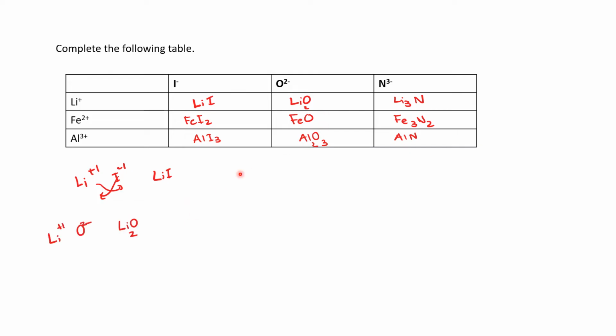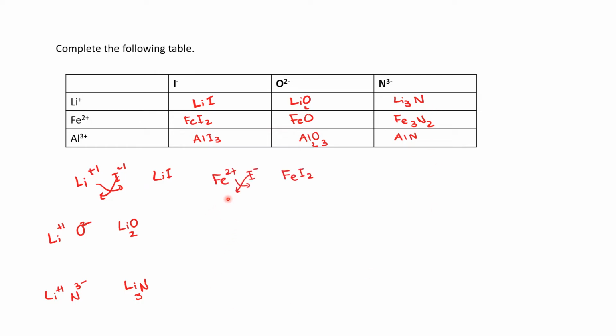So the next one, lithium is +1 and oxide has 2-. We are going to do the crossover method, and then we are going to end up with Li2O. So lithium nitride, lithium has +1, nitrogen has 3-. So when we do the crossover method, we are going to end up with Li3N.